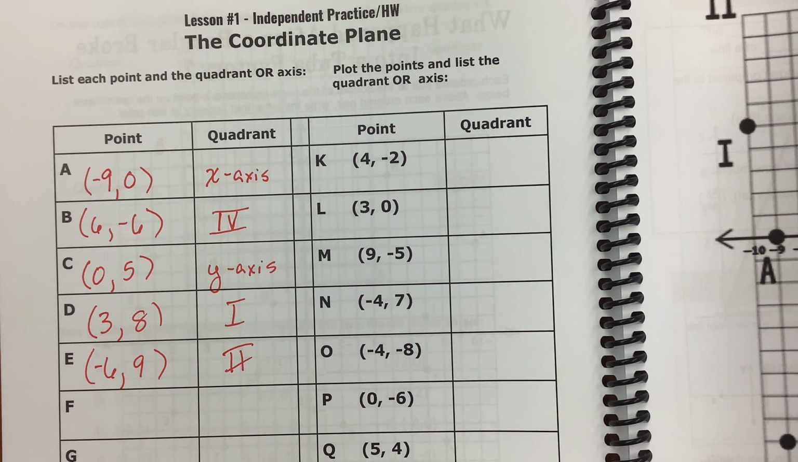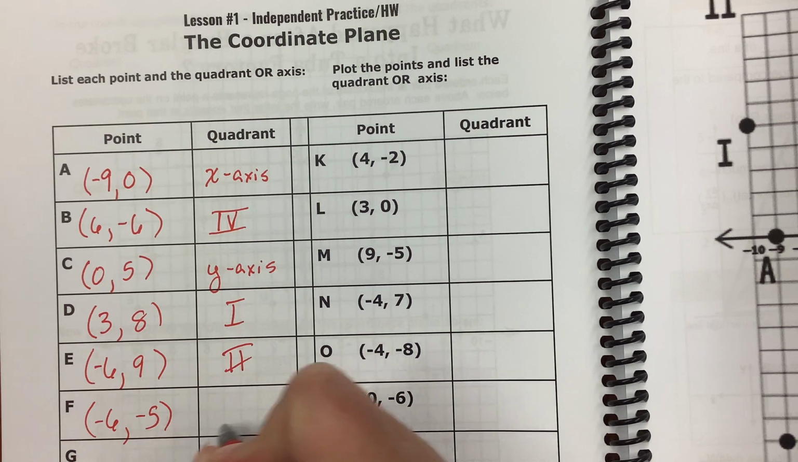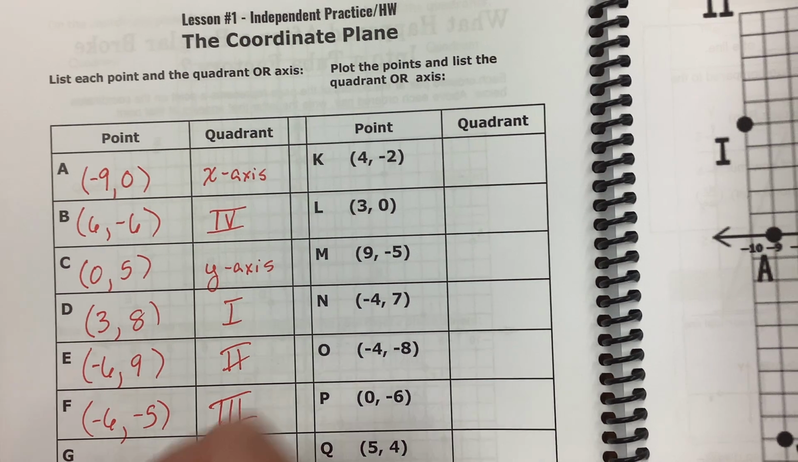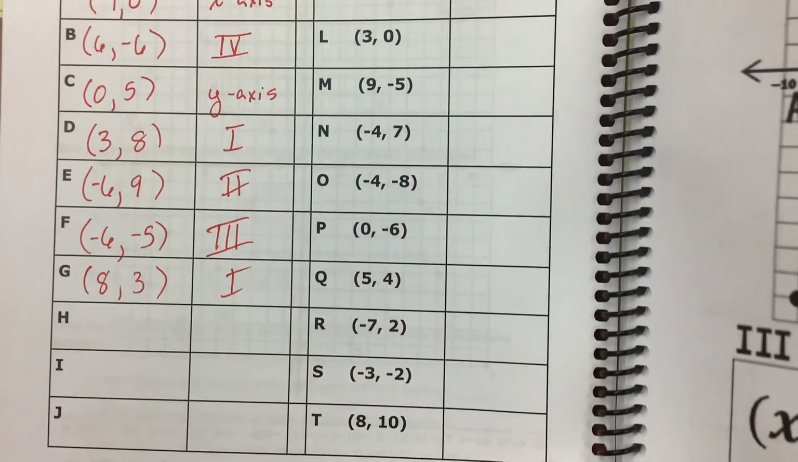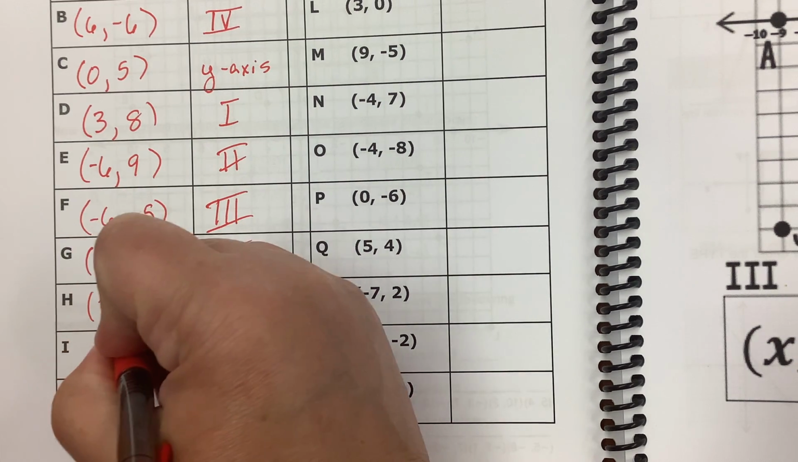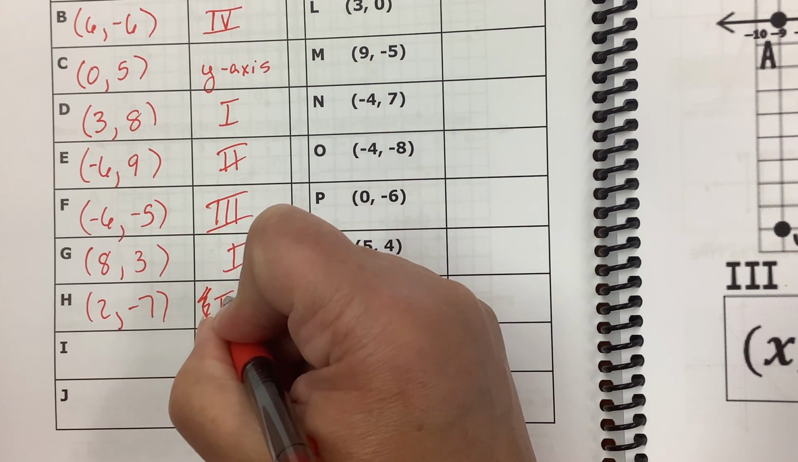And let's see, what else have we got here? Letter F is -6, -5. And that is in quadrant 3. And G is at +8, +3, and that is quadrant 1. Move it up a little so you can keep seeing what we're doing here. Letter H is at +2, -7, and that is in quadrant 4.